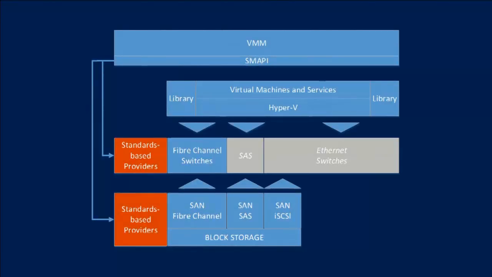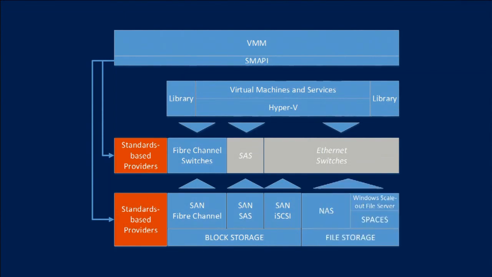So to finish up the stack, we talked about fiber channel SAN, fiber channel switches, iSCSI SAN, SAS. Now, the last piece of this is all the file-based storage. I haven't shown any of the NAS integration because there's nothing new that we've done there, but we do support NetApp and EMC for their SMB3 implementations using SMI-S as an interface. And like I mentioned before, now we've got the end-to-end stack when it comes to spaces and scale-out file servers.